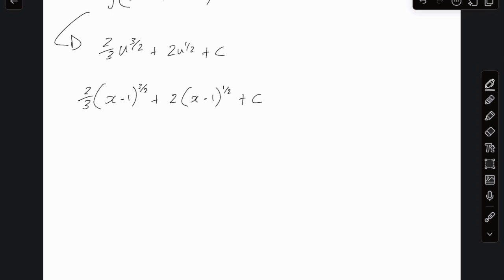And we can simplify this further. Okay, if we simplify this further, we'll get x minus 1 to the half.